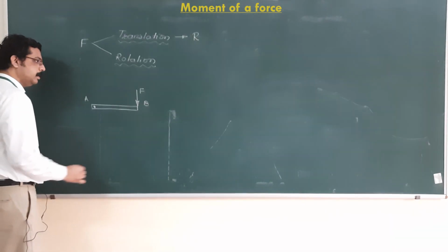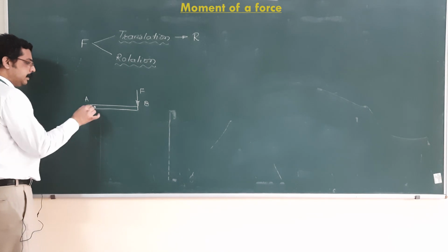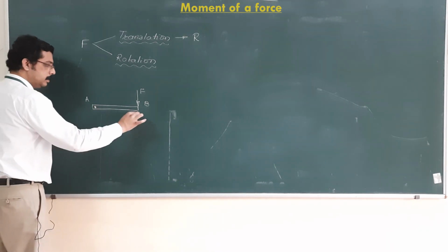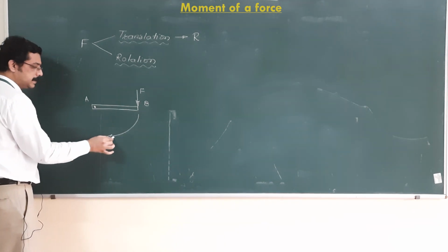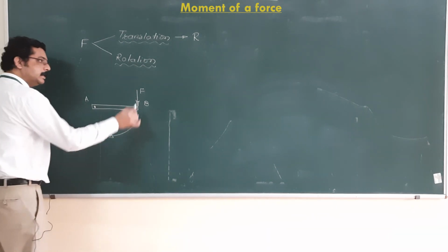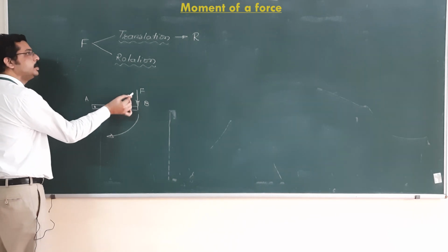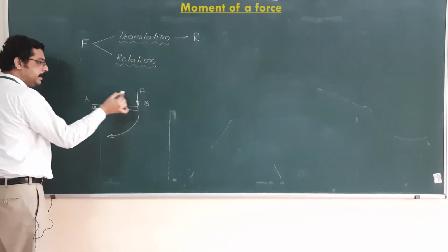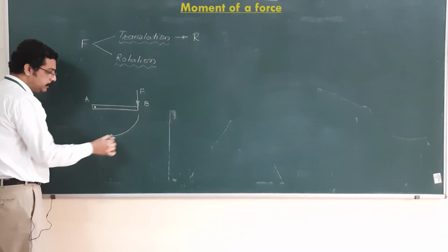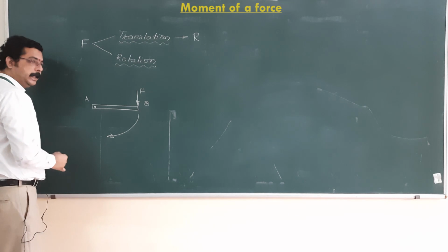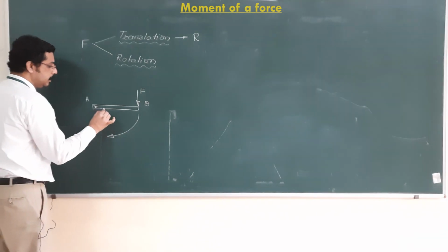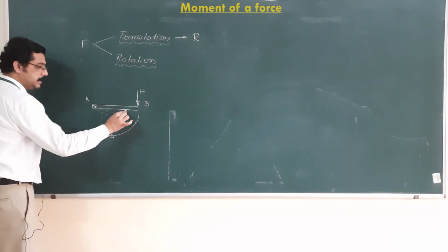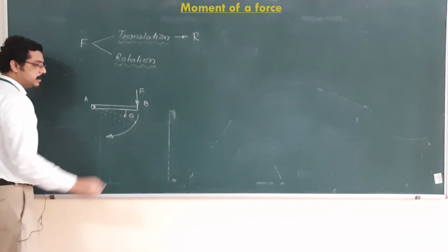So what will happen? Because of this force F, end A being pinned in the wall, this will rotate in this direction. That means this force, which was initially producing only translation, if it is applied in this fashion, then it can produce rotation also. So the tendency of this rod will be to go in this direction. So that means this much rotation would occur.